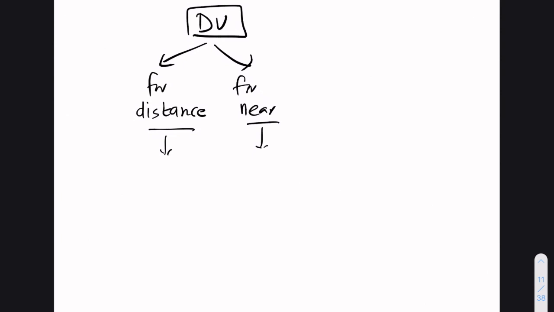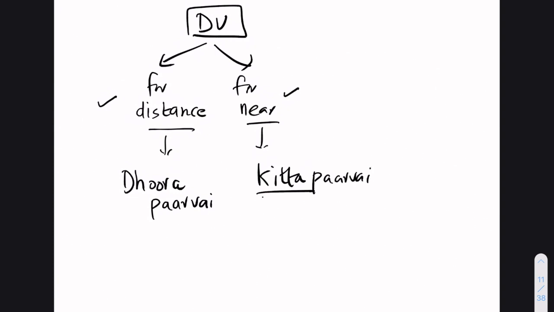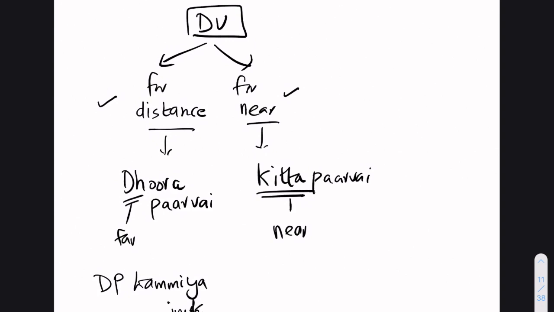Okay. So now let us talk about the defective vision for distance and for near. For distance, the patient will use the words "dura parvai". For near, it is called "kitta parvai". Kitta means near, dura means far. So if the patient has defective vision for distance, the patient will say, "dura parvai kammiya irukku". If the patient has defective vision for near, they will use the phrase, "kitta parvai kammiya irukku".